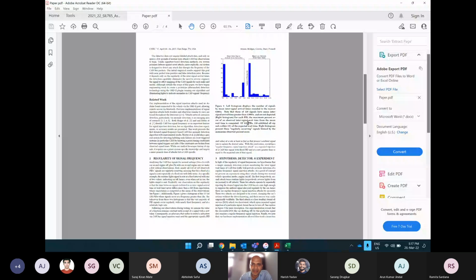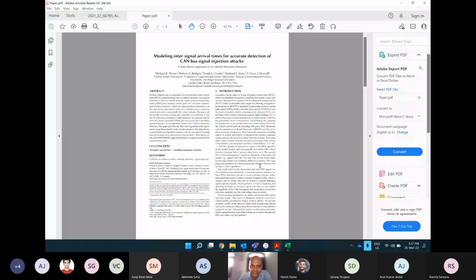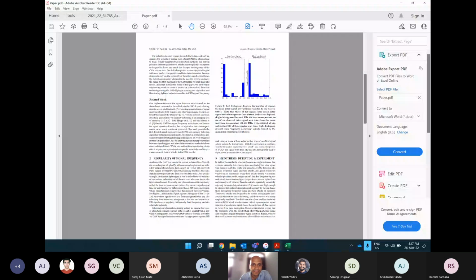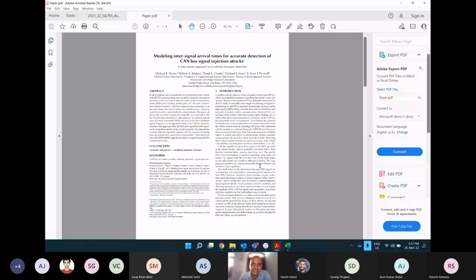So notice that I have selected a paper which does not have a lot of details. It is just a very short paper, very small in terms of a research paper. So I did not want you to read a lot of things. I just wanted to highlight that these inter-signal arrival times could be utilized for detecting these attacks. And yeah, this paper will also help you get a broader idea about these types of attacks. So I do not need to write all of that in the assignment. So therefore I selected this paper.